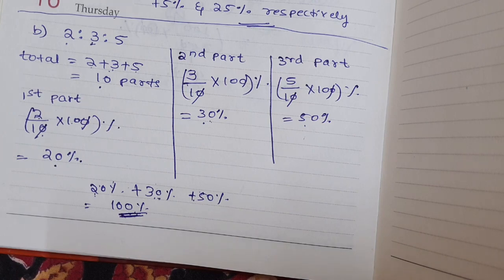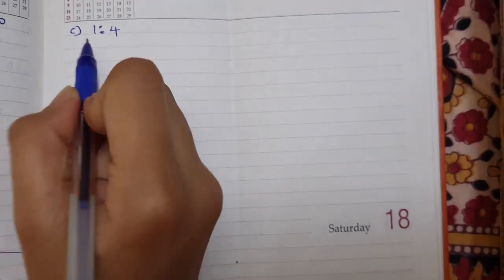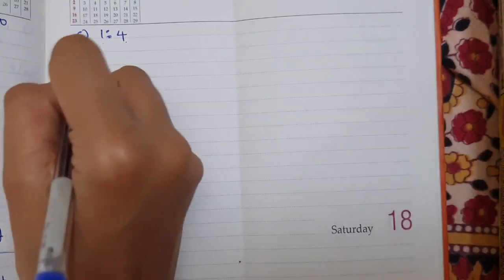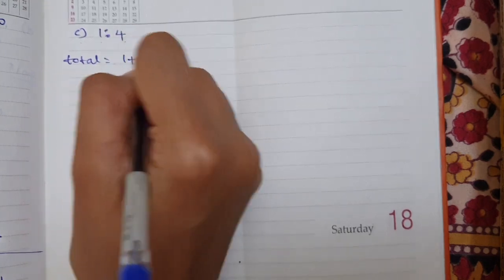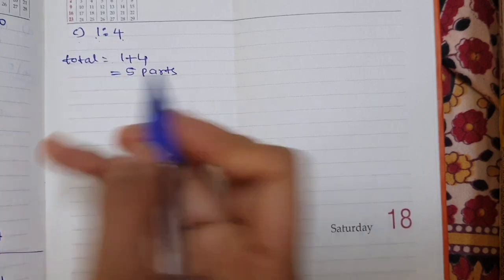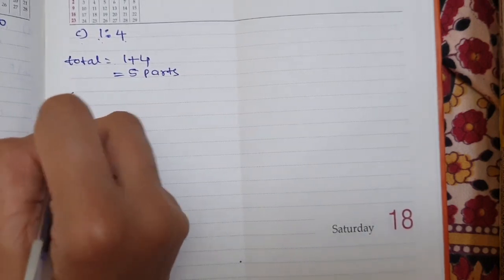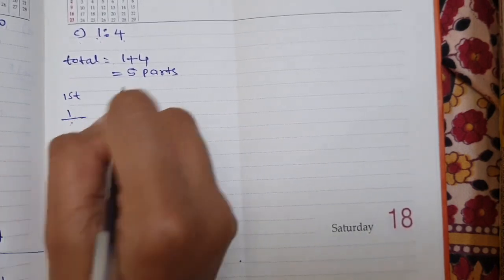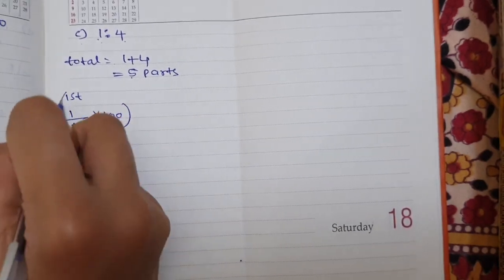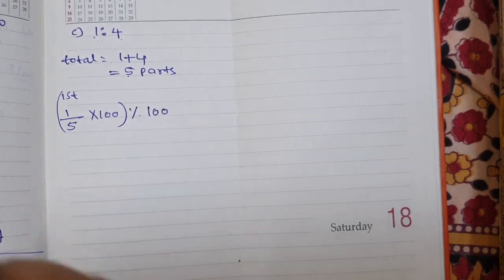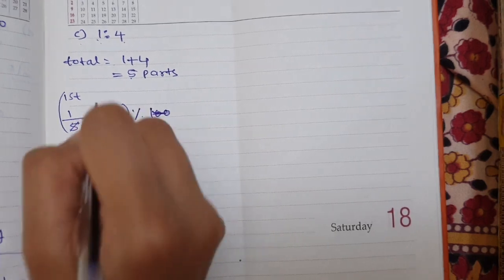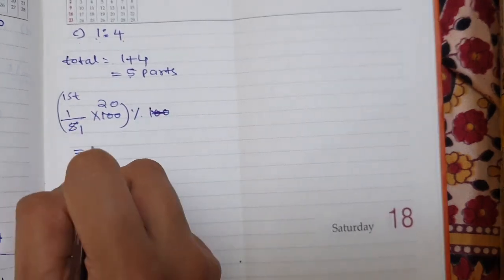Now let us move to the third one. Third one is C, 1 is to 4. Total how many parts are there? 1 plus 4. So total 5 parts are there. Now let me find for the first part, that is 1 divided by 5. How to convert this into percentage? Just multiply this with 100 and put a percentage symbol. 5 ones are 5, 5 20s are 100. So the answer is 20%.